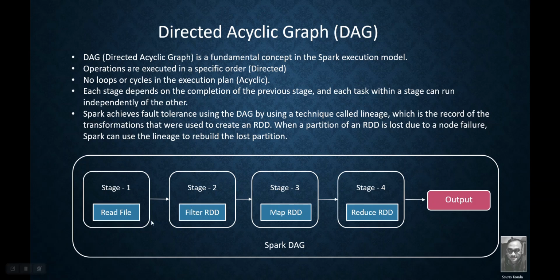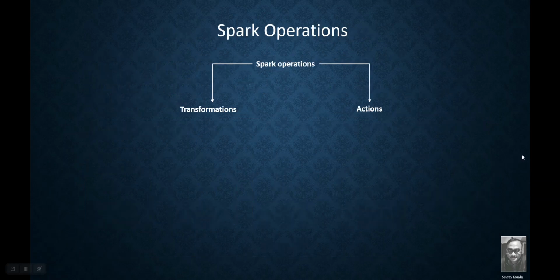So stage 2 depends on completion of stage 1, stage 3 on stage 2, stage 4 on stage 3, and the final output is on stage 4 itself, right? So suppose a failure happens in stage 4, it can go back to stage 3 and, based on the transformations, you can recreate these things. Okay, so this way this DAG works.